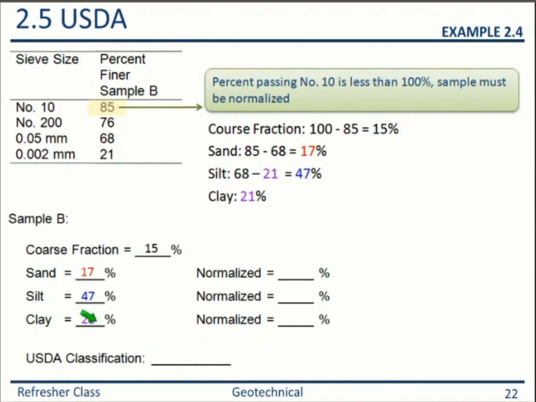This means we need to normalize these values, alright? The normalization will be performed. When you add them all, it is 85. Therefore, to normalize the sand fraction, 17 divided by 85 multiplied by 100 gives you 20%. Similarly, to normalize the silt fraction, 47 divided by 85 multiplied by 100 gives you 55%. Similarly, clay, 21 divided by 85 multiplied by 100 gives you 25%. Now, if you add 20 plus 55 plus 25, is that 100?